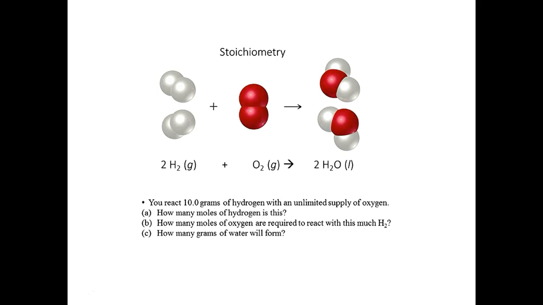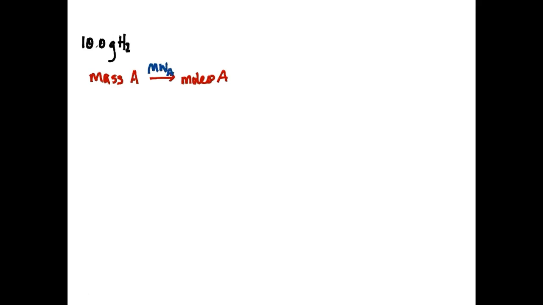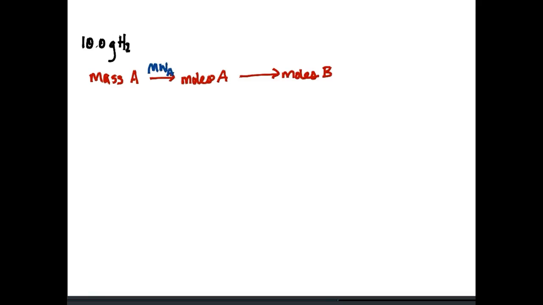Now this last question, you react 10 grams of hydrogen with an unlimited supply of oxygen. So if we have 10 grams of hydrogen, the first thing we're going to do when we want to go from grams to moles is we need the molecular weight. We're going to convert moles of A into moles of B using the stoichiometry. We're going to convert moles of B into mass of B using the molecular weight of B.